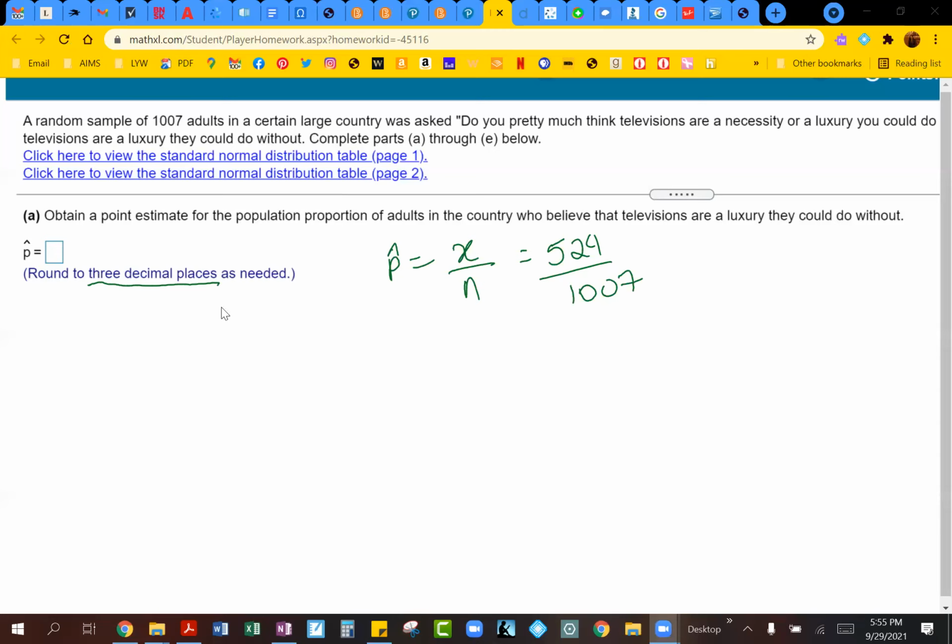So can you guys tell me when we round this to 3 decimal places, what do we end up with? 0.520. 520, alrighty. And I think I actually created a Google Sheet for this so that we could just plug in all the different formulas we need and calculate that.